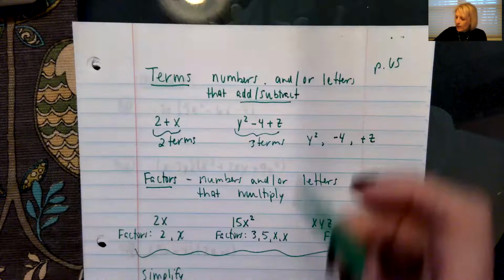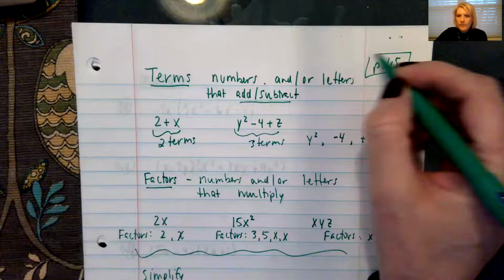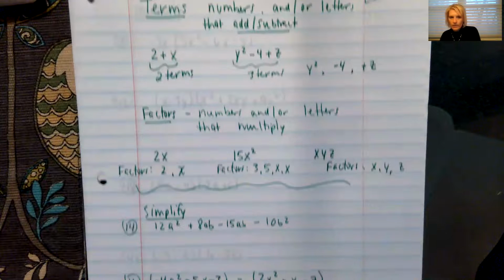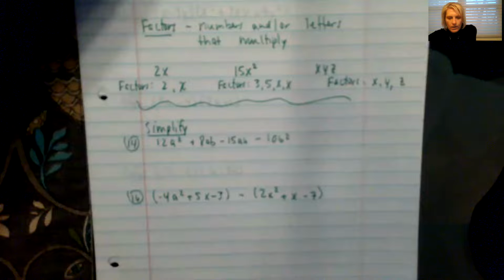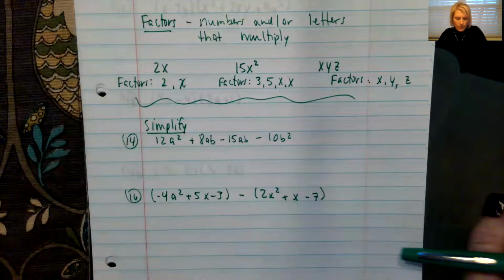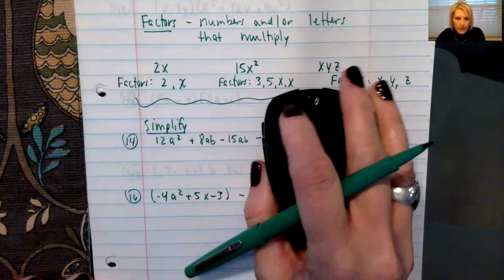So again, I'm working out of the book. So page 65 is where I'm going to be working out of. So I'm trying to do that so you can always have your book in front of you so that you have that to reference while we're working together. Okay.